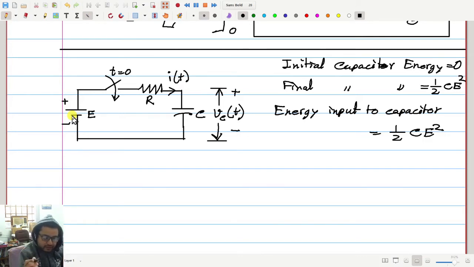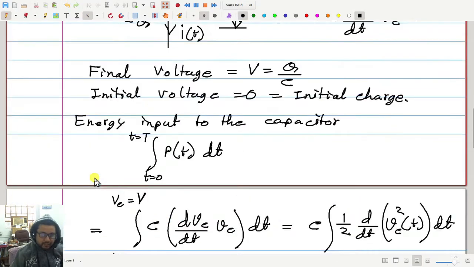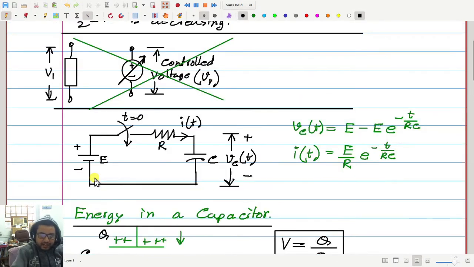Shouldn't VC be E minus IR? No, because the internal resistance is 0. Resistance here, no, sir. So you see, VC is this. And now when you let this time t tend to infinity, what will happen to this second term? It will become 0. So final VC will be E, right?